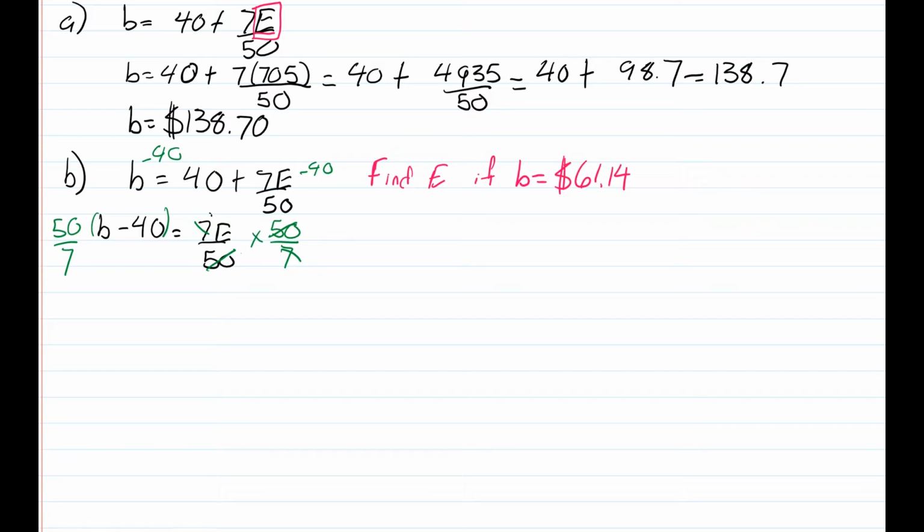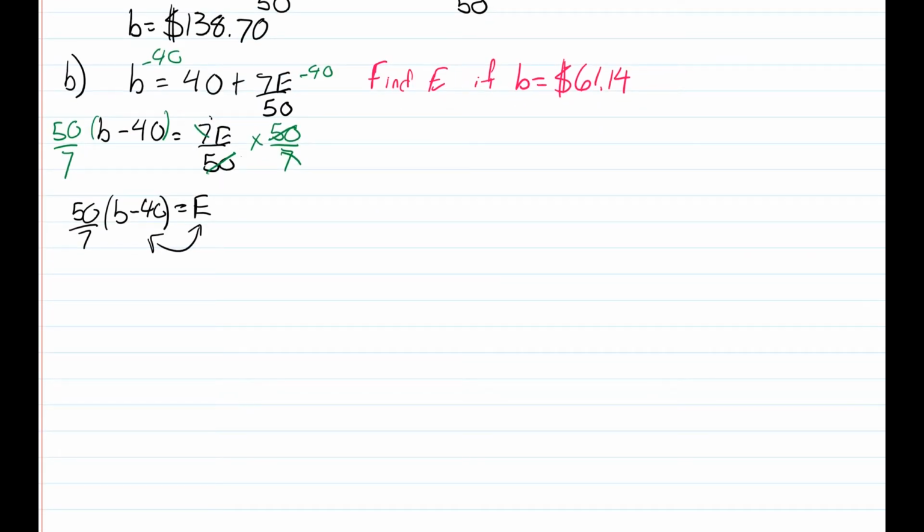So here, I'm going to have E is equal to, let me write this in black, E is equal to 50 over 7 multiplied by B minus 40. And that's how we make E the subject of the formula. So I'm just going to flip this around so it actually makes sense. So when I flip that around, I get E is equal to 50 over 7 multiplied by B minus 40. So here we literally just made E the subject of the formula.